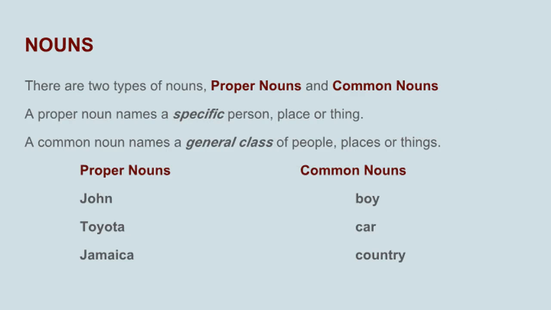There are 2 types of nouns, proper nouns and common nouns. A proper noun names a specific person, place or thing, and a common noun names a general class of people, places, or things. Let's look at these examples.